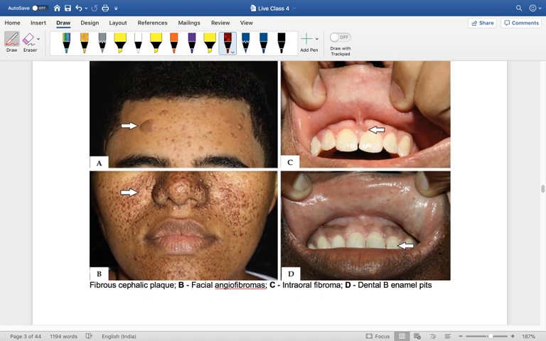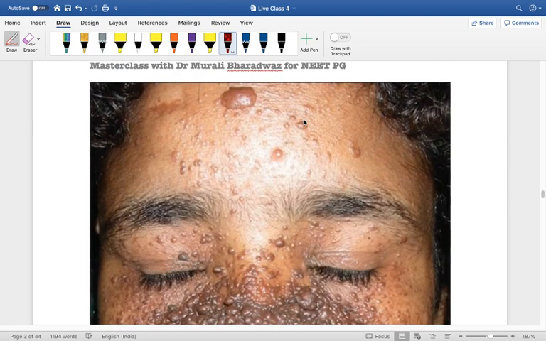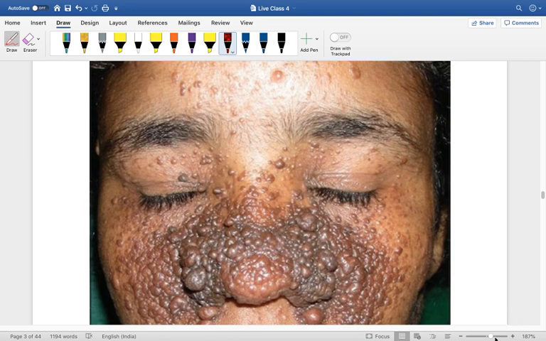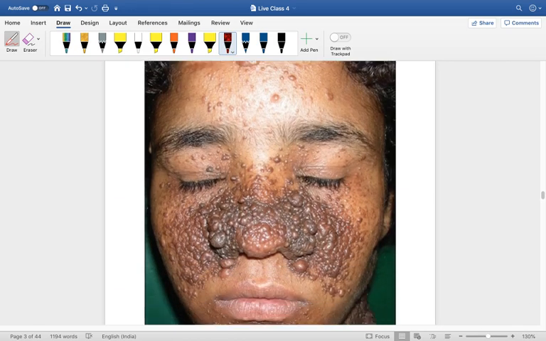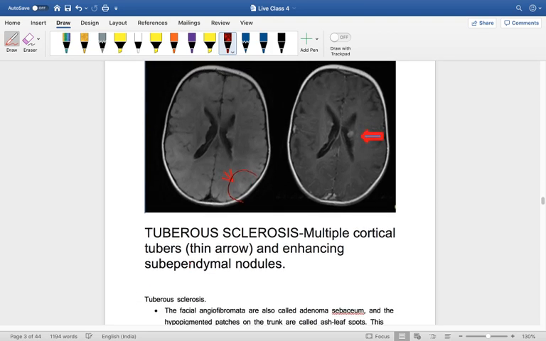So these are the typical fibrous cephalic plaque, facial angiofibroma, intraoral fibromas. So now doctor, let us quickly talk. This is a patient with more florid lesions of tuberous sclerosis. Now what do you find in tuberous sclerosis in the brain? You will see the presence of subependymal nodules. What can you see? Subependymal nodules.